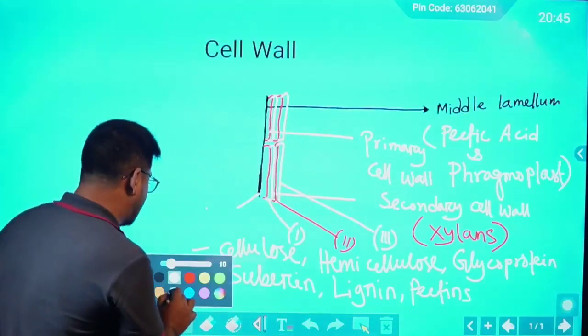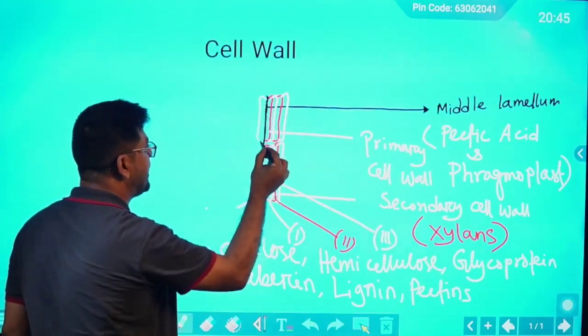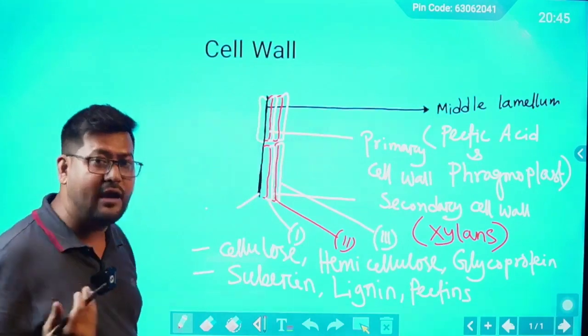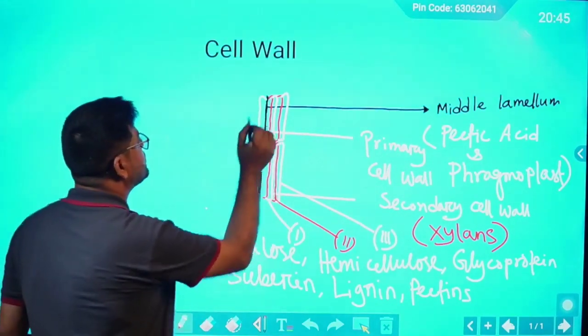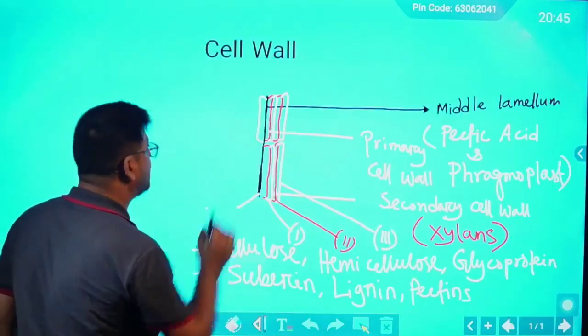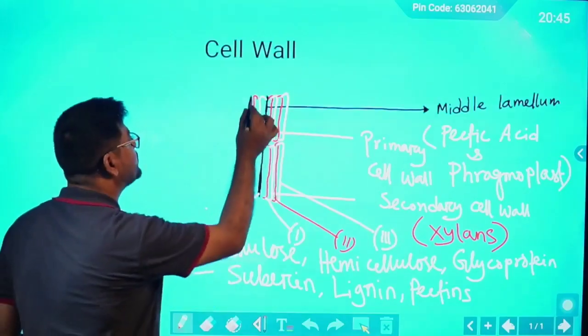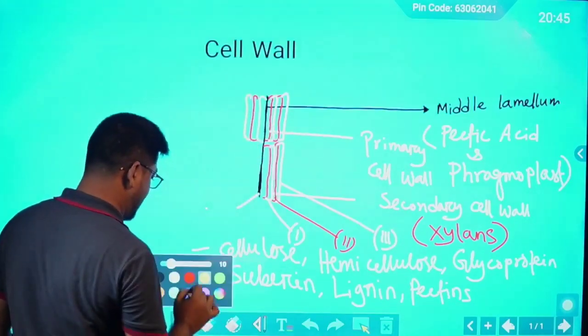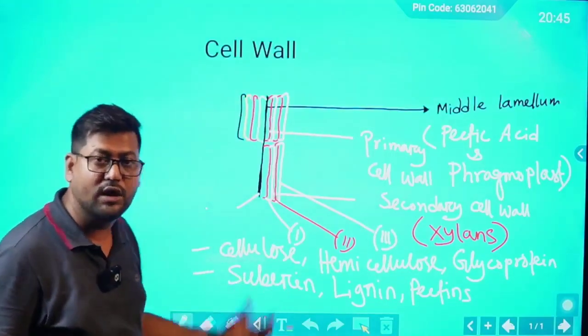Similar kinds of things are present on the other side too. Suppose it is the other part of another cell. That is why here also the primary layer is present. On the primary layer, the secondary layer will be developed, and the secondary layer will have three certain parts. So this way you can say it is the third lining of the secondary cell wall.